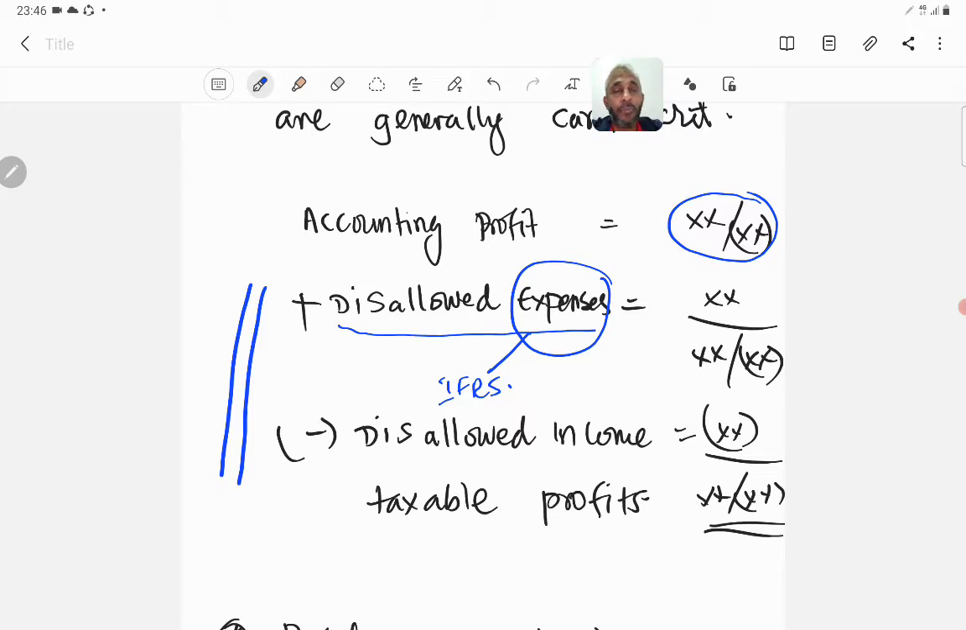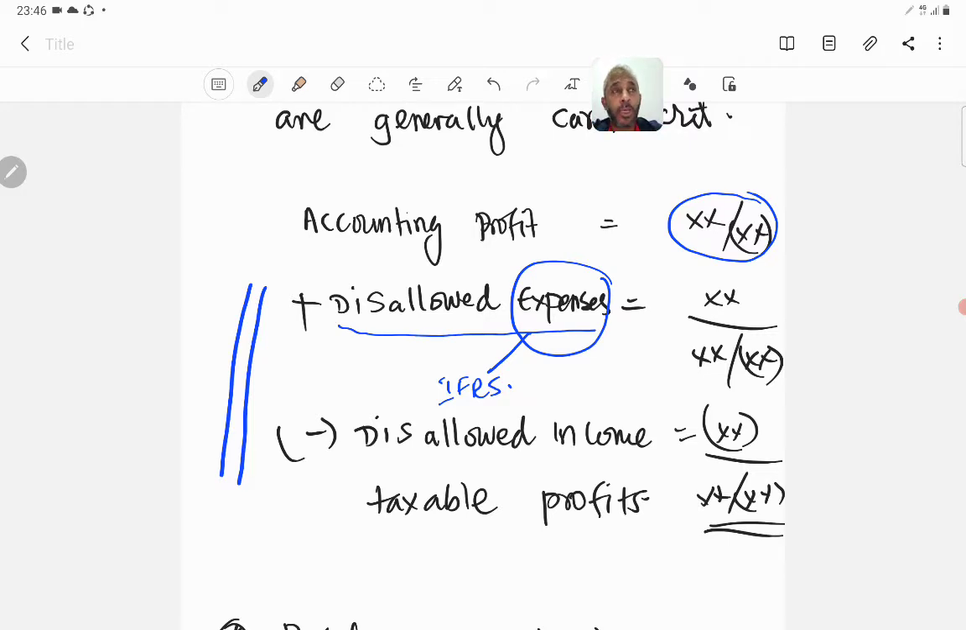There are good examples like depreciation: accounting depreciation they will not accept; donations they will not accept; entertainment expense. Now regarding donations, how that will work: unless the donation is to authorized charities, they will not accept it. And entertainment expense, the tax authorities will not accept, and also road tax on luxury cars, they will also not accept.